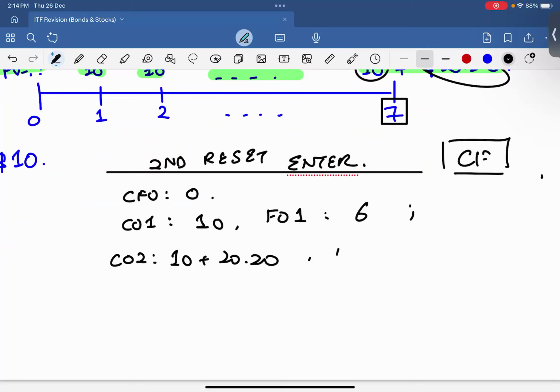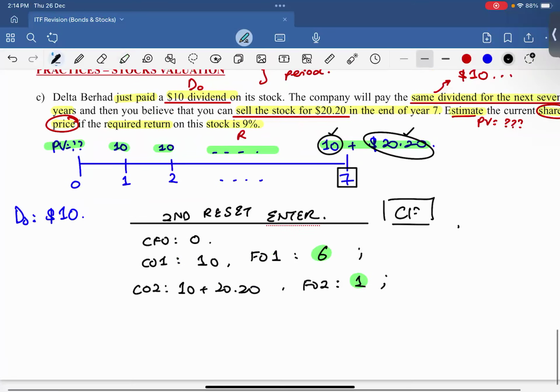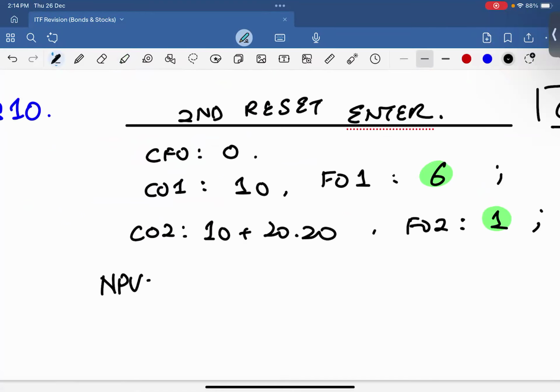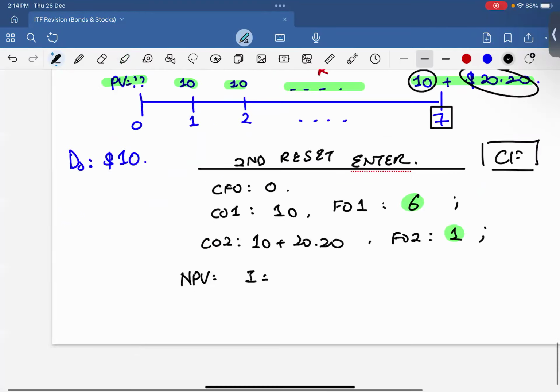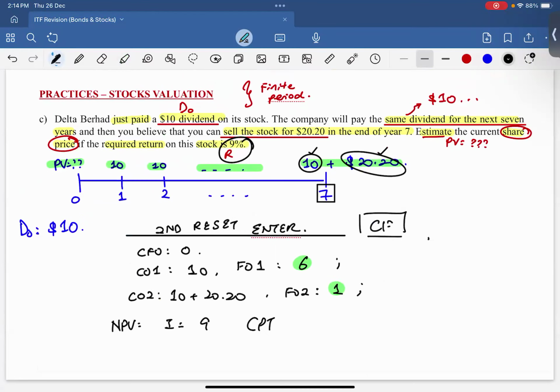Remember to press enter later on. So you receive 1 time for this. This is why 6 plus 1 equals 7 years of cash flow. Then you press NPV. I is how much? 9%. And then you press compute and you get the answer. Remember to press enter every time you key in the cash flow value. So try and see if you can get the value right.